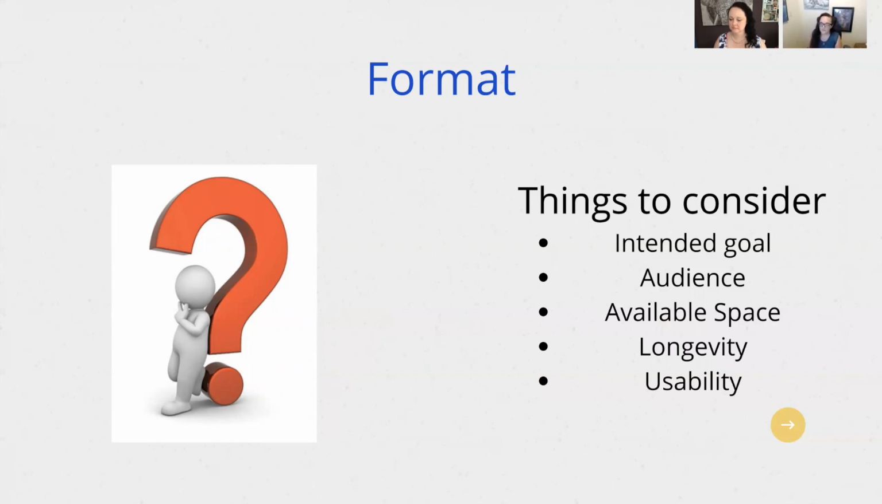Audience is really important, because if you want people to be able to take a photo and go print it at a Walmart or another organization, there's certain formats that you can't use for that. Available space. Some formats take up more space than others, which is good because those formats that take up more space tend to be better quality and stay around longer.